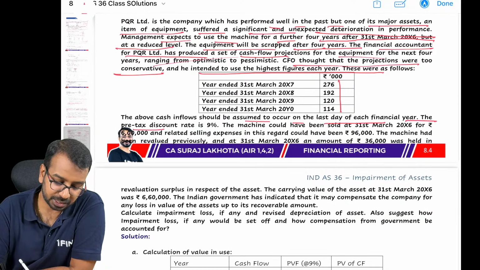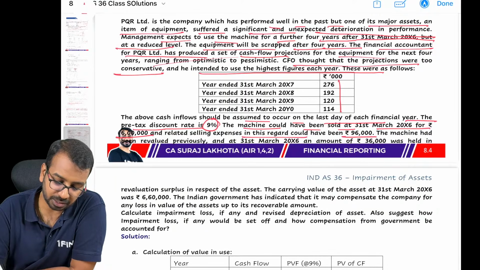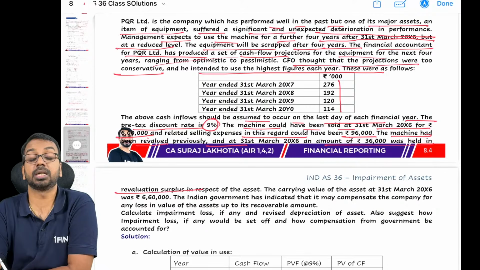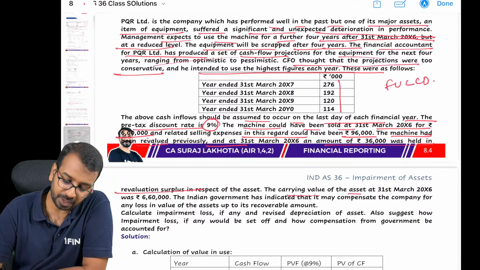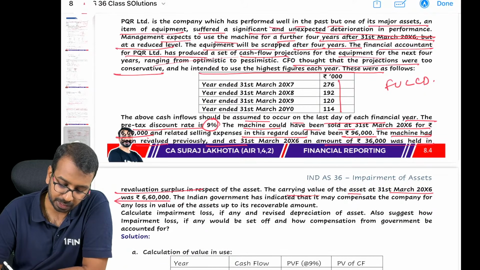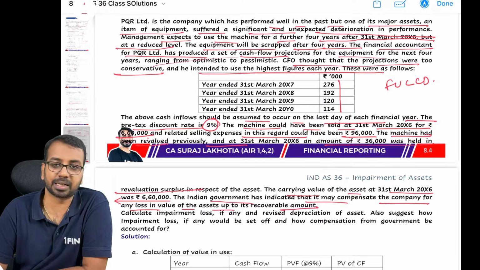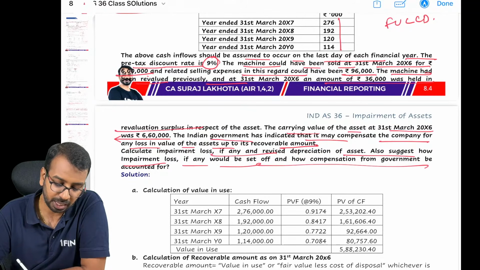Okay. The pre-tax discount rate is 9% and the machine could have been sold on 31st March of year 6 for 6 lakhs and related selling expense would be 96,000. The machine had been previously revalued and an amount of 36,000 was held in revaluation surplus. Now here the 6 lakhs minus 96,000 is what? It is my fair value less cost to sell. The carrying value of the asset on 31st March year 6 was 6,60,000. We are doing it on that date. The Indian government has indicated it may compensate the company for any loss in value of the asset up to its recoverable amount. Calculate the impairment loss. Also suggest how the impairment loss, if any, would be set off and the compensation from the government.